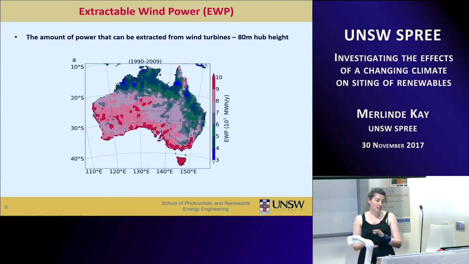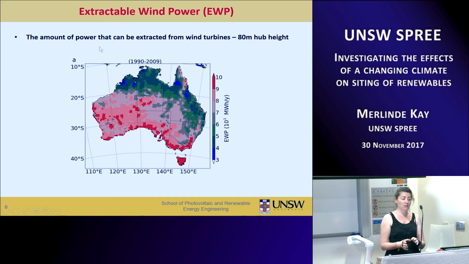So in terms of our wind energy, we worked out what the extractable wind power was going to be across all of Australia. So we were looking at the amount of power that could be extracted from our wind turbines at an 80-metre hub height.